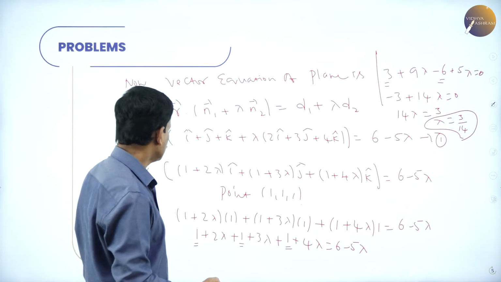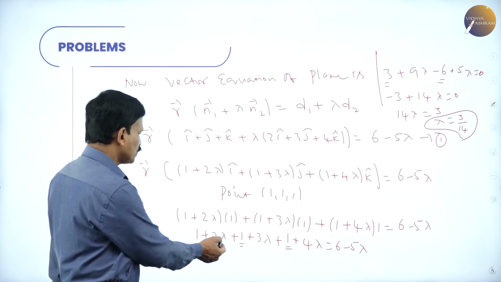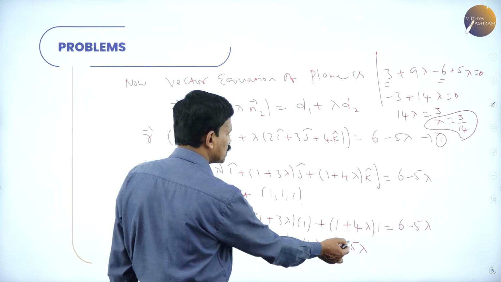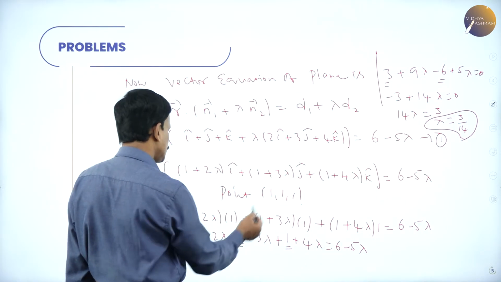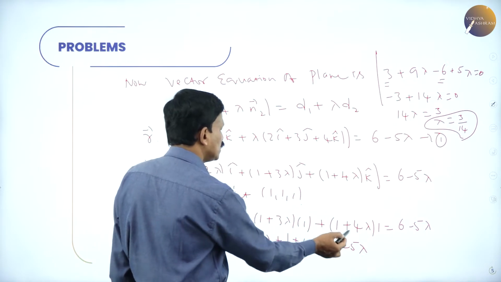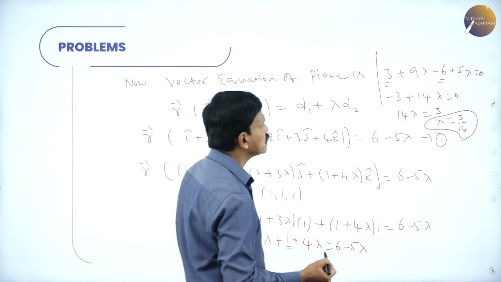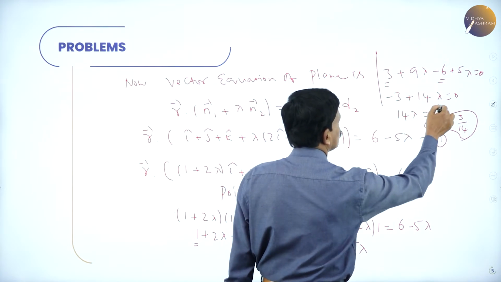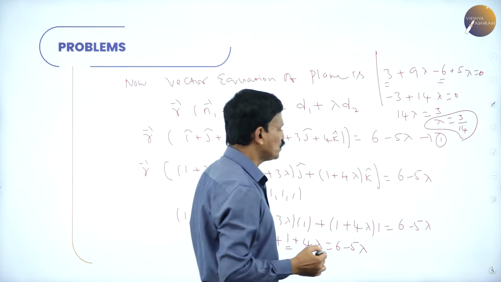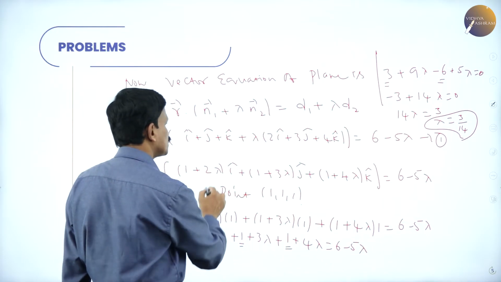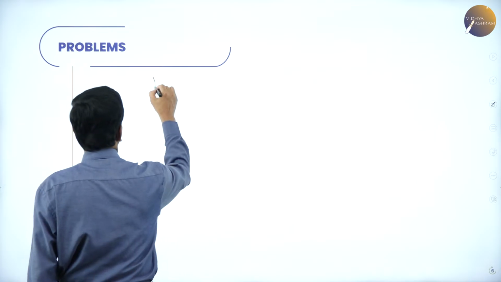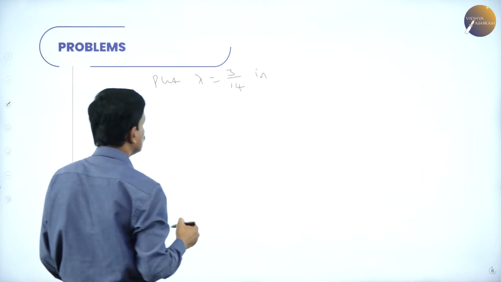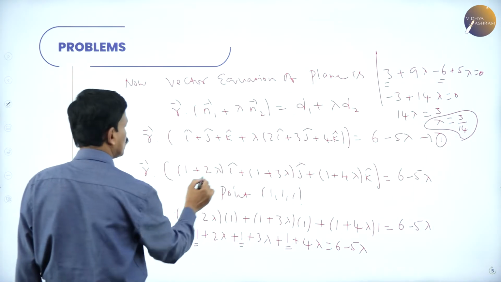That's it. Followed? On simplifying this, we get 1 plus 2 lambda plus 1 plus 3 lambda plus 1 plus 4 lambda is equal to 6 minus 5 lambda. 1 plus 1 plus 1 is 3 and 2 plus 3 plus 4 is 9. Transfer this to the left hand side: minus 6, and minus into minus plus 5 lambda. So 3 minus 6 is minus 3, 9 plus 5 is 14 lambda. So lambda is equal to 3 by 14. Substitute this value of lambda in this equation. So put lambda is equal to 3 by 14 in this equation. Which equation? This equation.